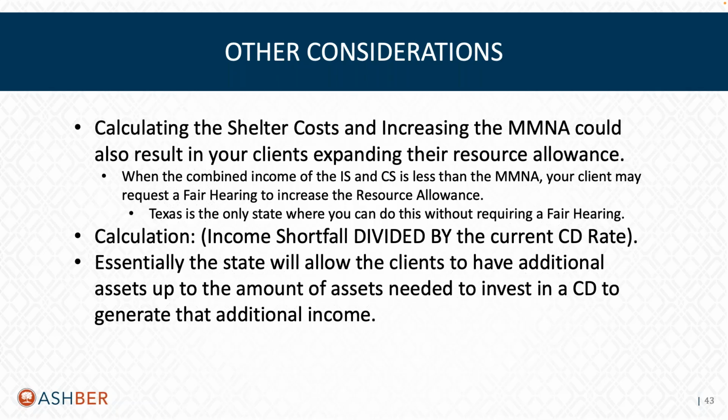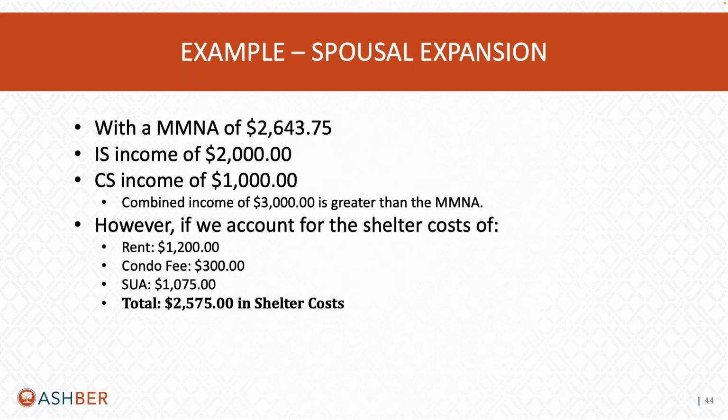And I believe that CD rate is divided by 12, so you get a really small fractional number doing the dividing. So you essentially get a really big asset figure. A lot of times these asset figures are pretty significant because what the state is saying by this calculation is that they're going to allow clients to have additional assets up to the amount that they need to invest in a CD to generate that additional income shortfall. So that's essentially my understanding as to why they do that, but just note that is a possibility.